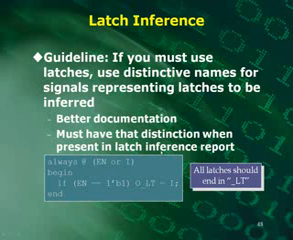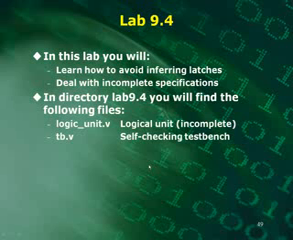This is a guideline you might think about if you want. If you must use latches, you might want to use a distinctive name for the signals that represent the latches, such as maybe you want to put an underscore LT. So that's just a little reminder that, yeah, I really did want to infer a latch here. Okay, so it might help you in your documentation or if somebody else is coming along and reading it. So in Lab 9.4, you're going to learn how to avoid inferring latches and deal with incomplete specifications.